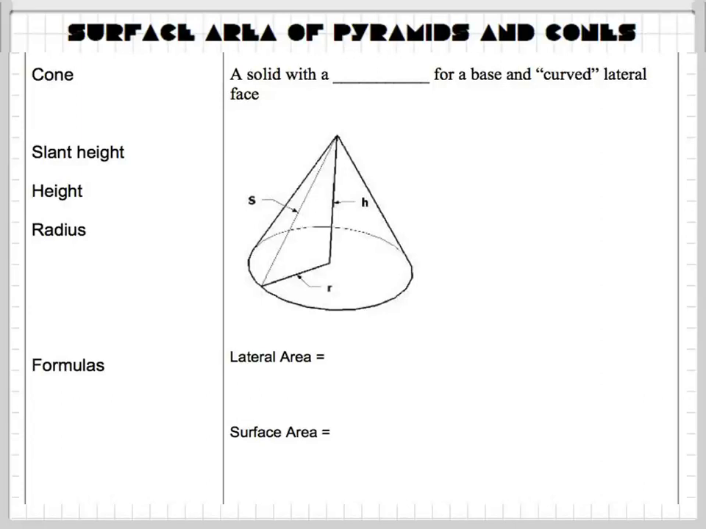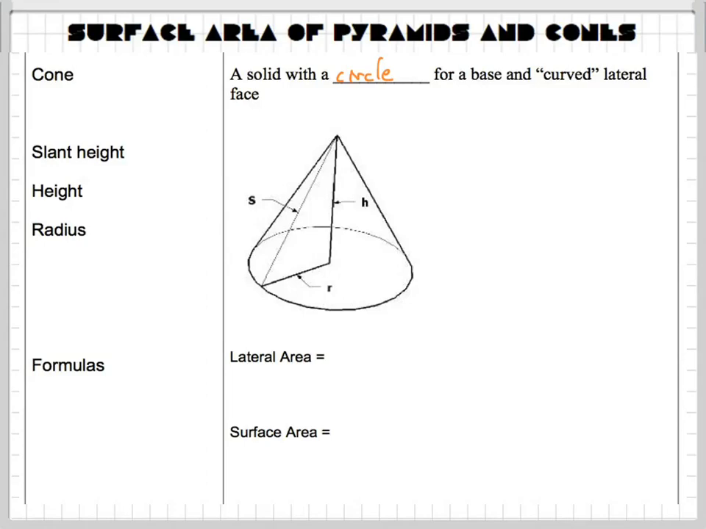Now, a cone is very similar to a pyramid. A cone has a circle for the base. It has a curved lateral face. Oh, rhyming. Stop it. Alright, so you can write circle right there if you're all OCD and you don't like blank stuff. Circle.